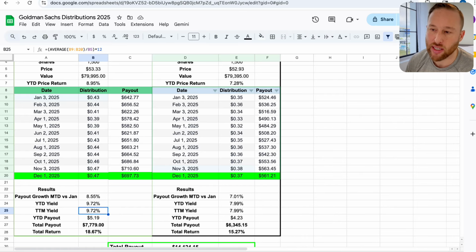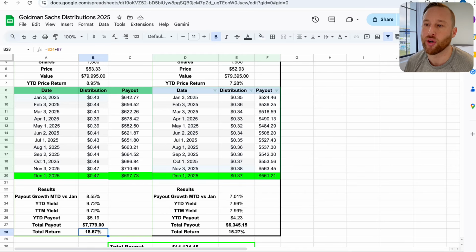10% yield on this, very healthy. And then the total return, you're pretty much adding up the price return plus the trailing 12-month yield. We have 18.6%. So that's an amazing yield, an amazing structure, and you have the combination, right?